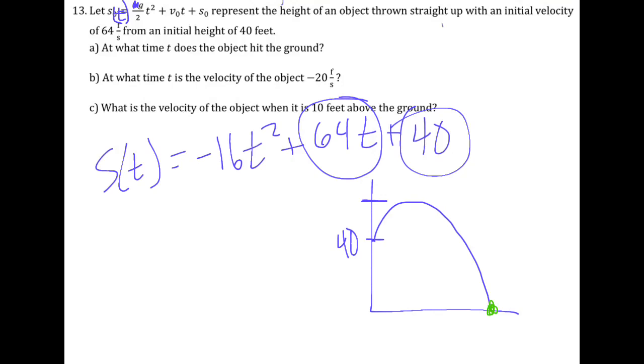But another way to find the zero that I prefer is to graph the line y equals 0, because then you can just calculate an intersection point, which in my opinion is much easier. And we get the value x equals 4.549, just like before. And now we want to know at what time is the velocity of the object negative 20 feet per second.